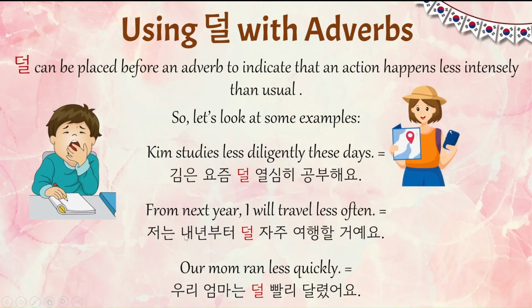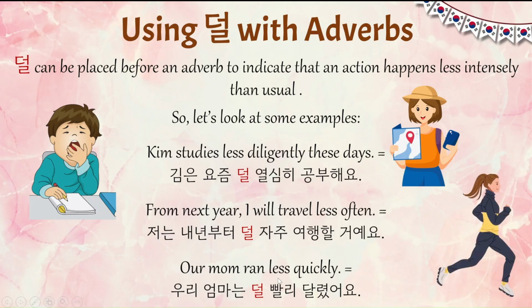Let's take a look at the other example. From next year, I will travel less often. 저는 내년부터 덜 자주 여행 갈 거예요. I is 저는, next year, 내년. From next year, 내년부터. To travel, 여행 가다, future tense, 여행 갈 거예요. Travel often, 자주 여행 갈 거예요. Travel less often, 덜 자주 여행 갈 거예요. Less often, 덜 자주. Okay?